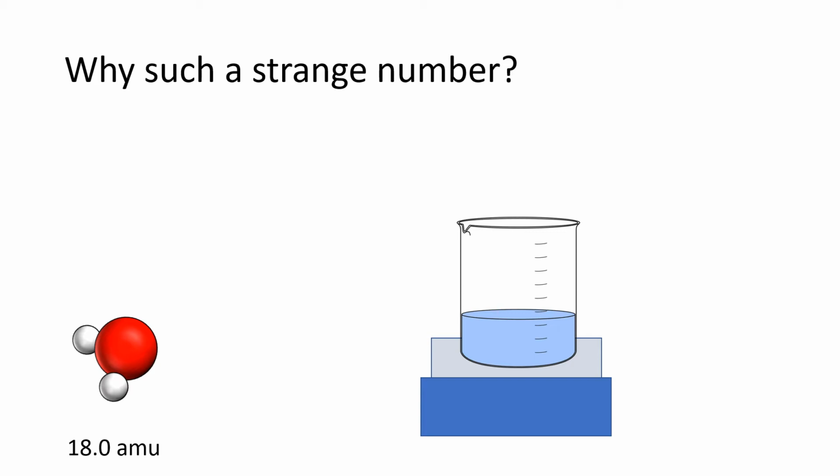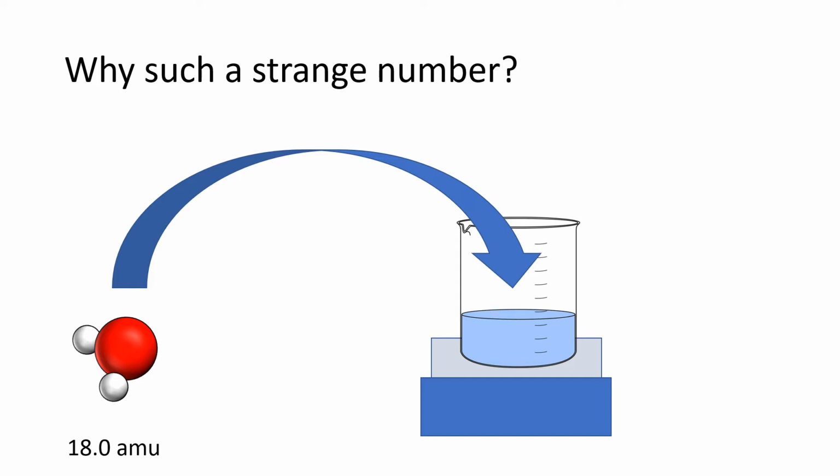On the left-hand side of this picture, we're looking at a water molecule, and a single water molecule has a mass of about 18 atomic mass units. Imagine an experiment where we take super imaginarily small tweezers, and we move these water molecules into this beaker of water that's sitting on a scale, one at a time. We keep doing that until the display on the scale is telling us 18 grams.